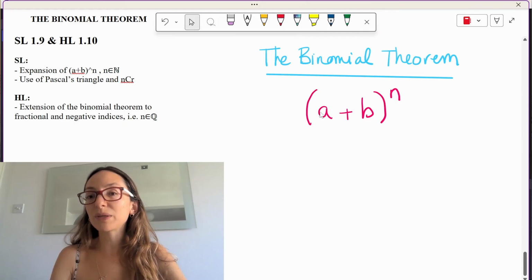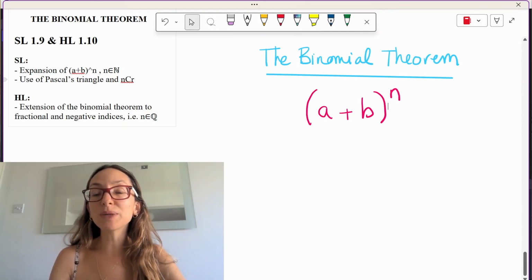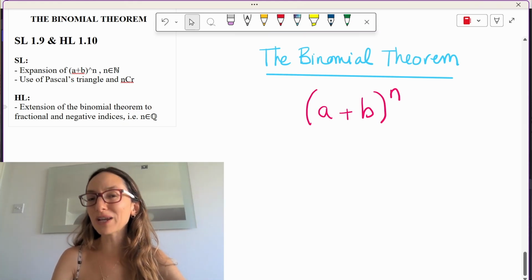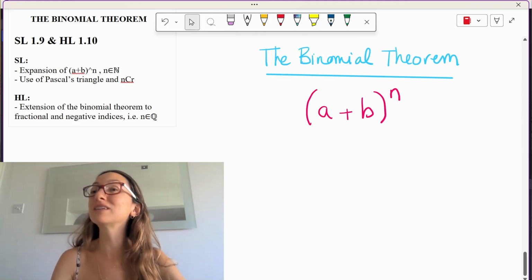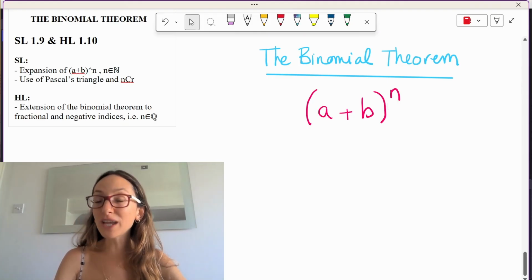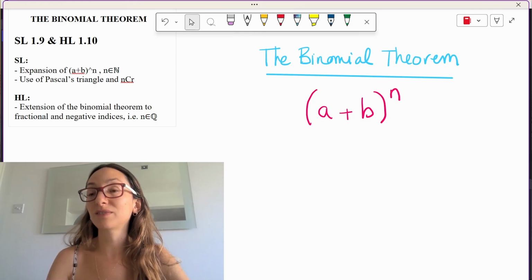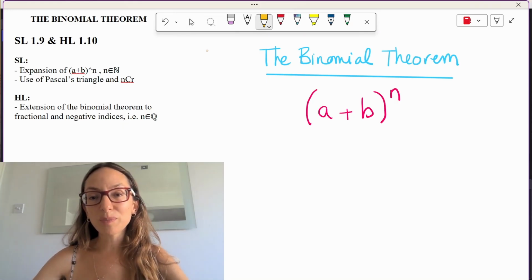So a and b can be any numbers, they could include x's, and n can either be an integer, which is what the SL students are responsible for, or it could also be a rational number, which is the HL part of the program, which we will get into in another video. So for now, just think of n as a positive integer. Now, let's start with the basics.